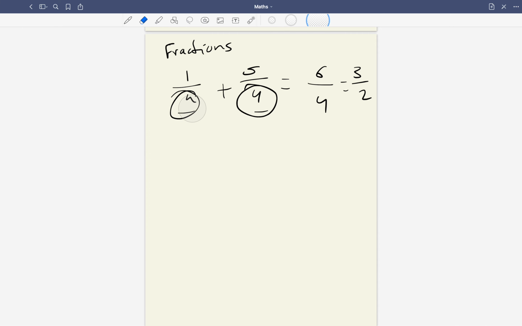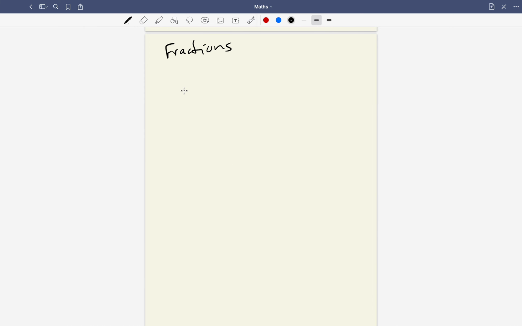Okay, now how do we do that when the denominator is not the same? So let's say I've got a quarter, add an eighth. Pause the video and have a go. So, if you have done it correctly, you'd know that we'd need to get a common denominator. Now, the way we can do that is we can change this fraction here so that the denominator is 8. So the way that we do that, if we want to change the 4 to an 8, we obviously do 4 times 2, so that gives us 8.